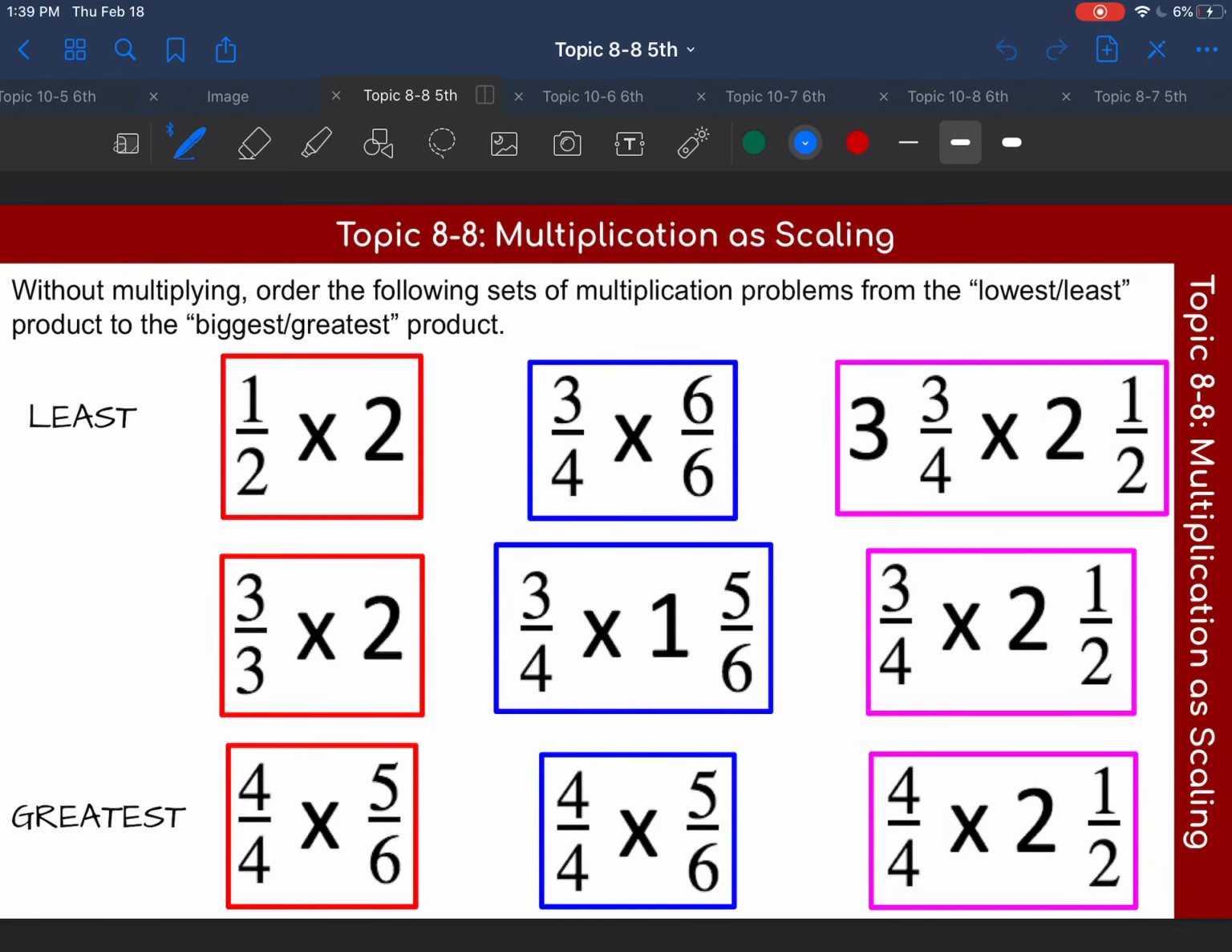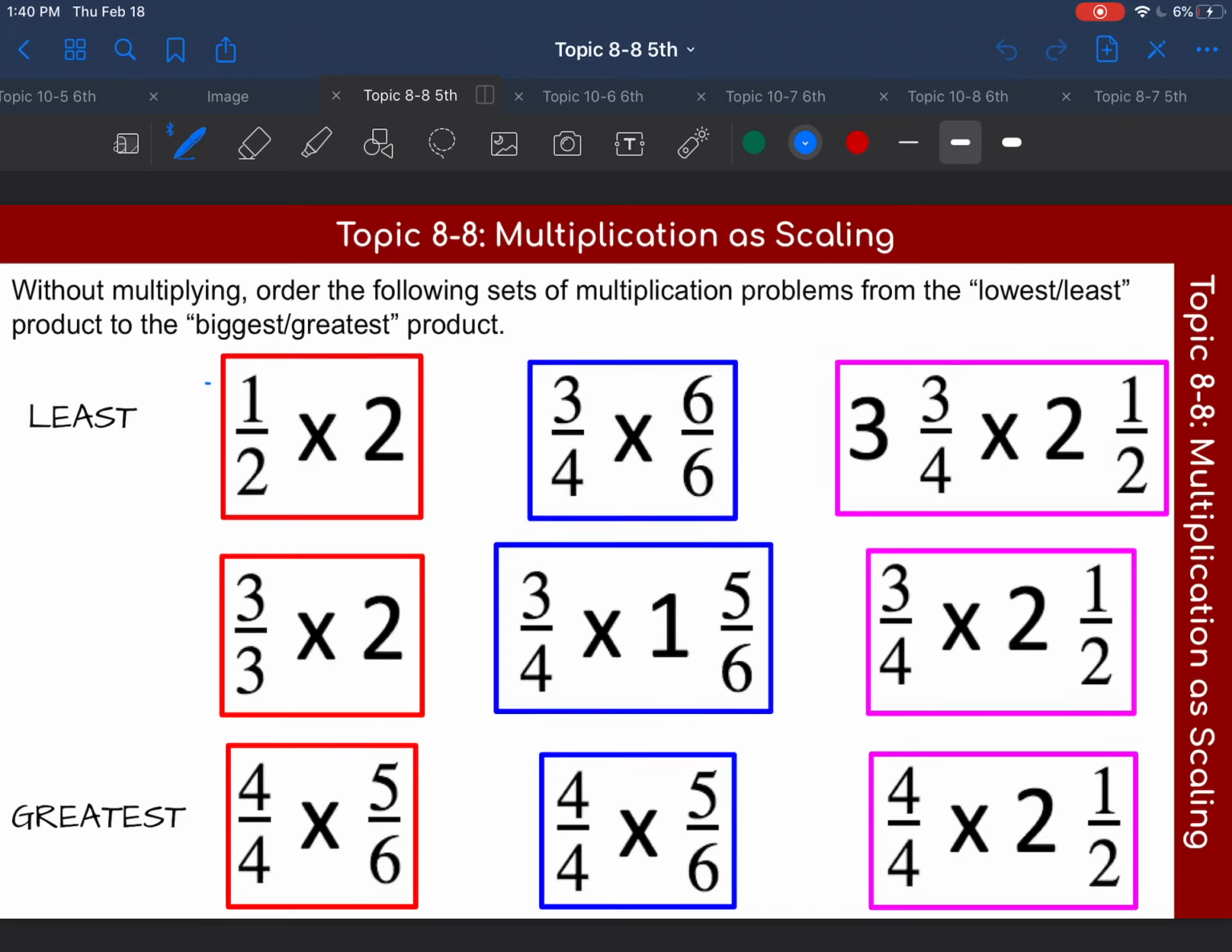Hello, fifth graders. This is the very last lesson of topic 8, and it's called multiplication as scaling. This topic deals with a lot of mental math and tests your understanding of what a fraction is. The problem says, without multiplying, order the following sets of multiplication problems from least to greatest. We are not going to actually solve these problems.